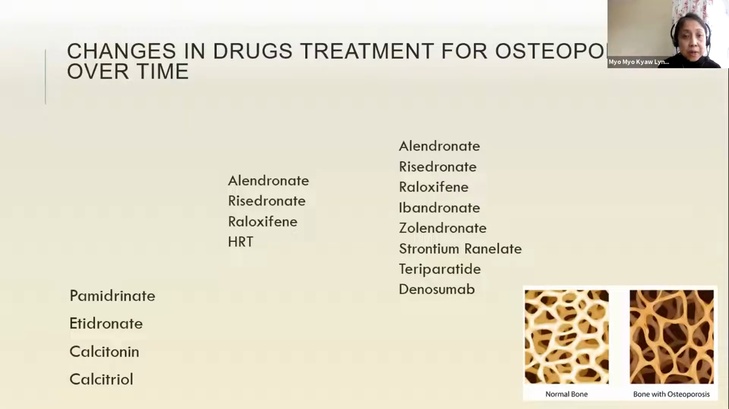These are the list of medications that we have been using for years. The first ones are pamidronate and etidronate, which we have been using for ages. At present, we are using alendronate, risedronate, and ibandronate, and zoledronate, which is an injection form. We also have strontium, teriparatide in injection form, and denosumab in injection form.